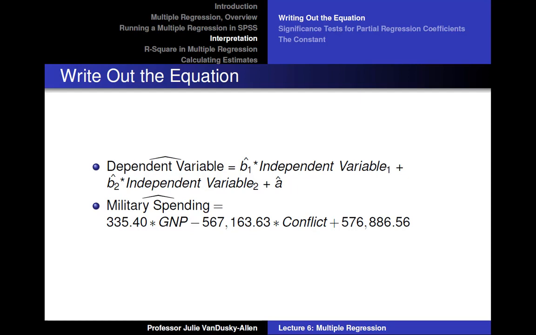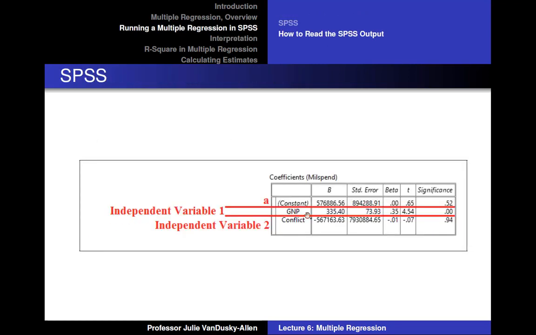So applying this to our example, we would have military spending hat equals 335.40 times GNP minus 567,163.63 times conflict plus 576,886.56.